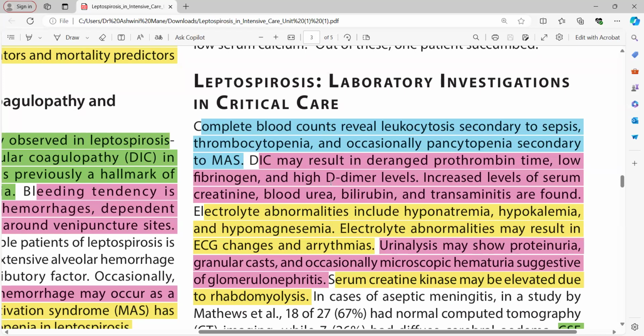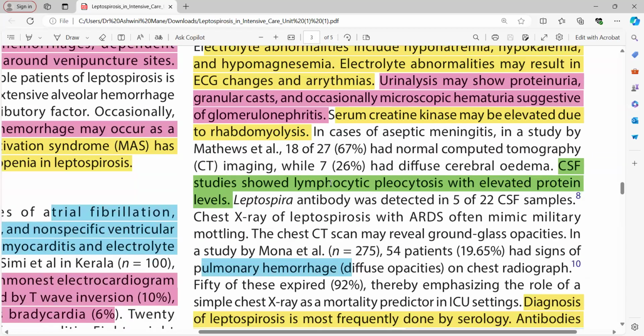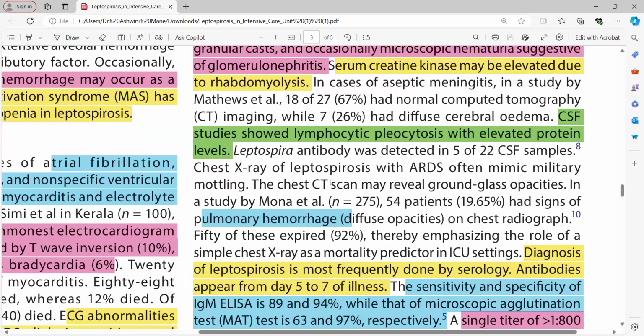Urine analysis may show proteinuria, granular casts, and occasionally microscopic hematuria, suggestive of glomerulonephritis. Serum creatine kinase may be elevated due to rhabdomyolysis. CSF studies show lymphocytic pleocytosis with elevated protein level. Then chest CT scan may reveal ground glass opacities. In a study by Mona et al., patients had signs of pulmonary hemorrhage on chest radiograph.